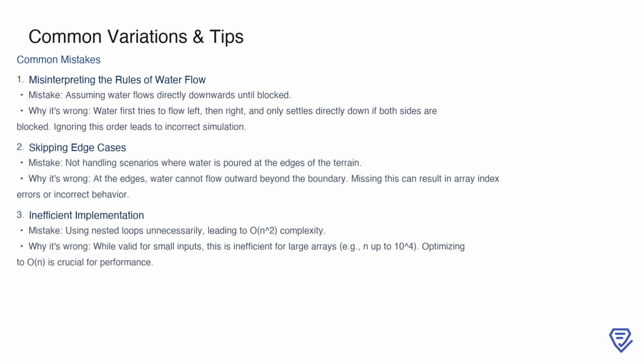Another frequent mistake is skipping edge cases. For example, when pouring water at the edges of the terrain, the water cannot flow outward beyond the boundary. Missing this can cause array index errors or unexpected behavior. Lastly, inefficient implementations can be an issue. Using nested loops might seem fine for small inputs, but with larger arrays, say up to 10,000 elements, this results in O(n²) complexity, which is too slow. Optimizing to O(n) is crucial for better performance and scalability.